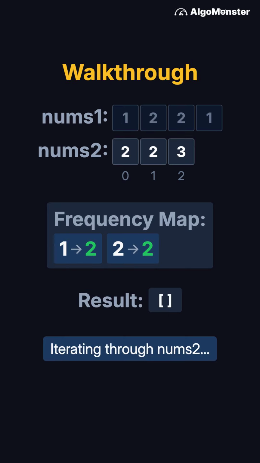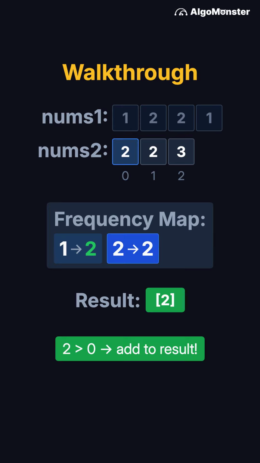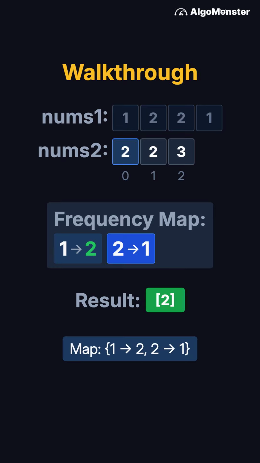Now iterate through array 2. For each element, check if it has positive count. If yes, add to result and decrement. Process 2. Count is 2. That's positive, so add 2 to result. Decrement count. 2 now maps to 1.